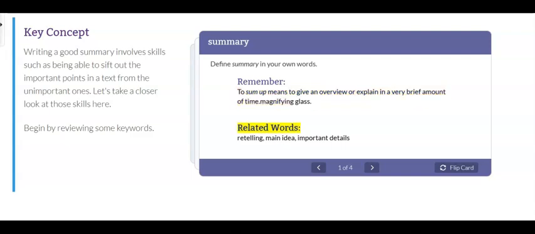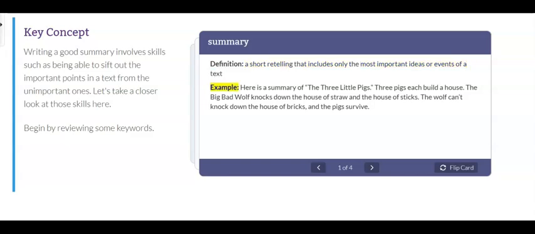Related words: retelling, main idea, important details. Example. Here is a summary of the 3 little pigs. 3 pigs each build a house. The big bad wolf knocks down the house of straw and the house of sticks. The wolf can't knock down the house of bricks, and the pigs survive.